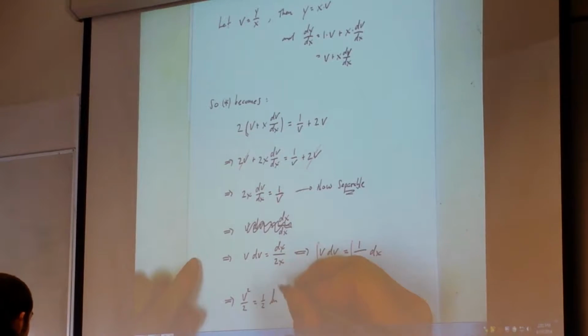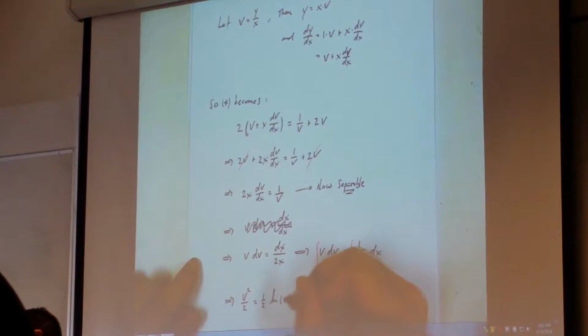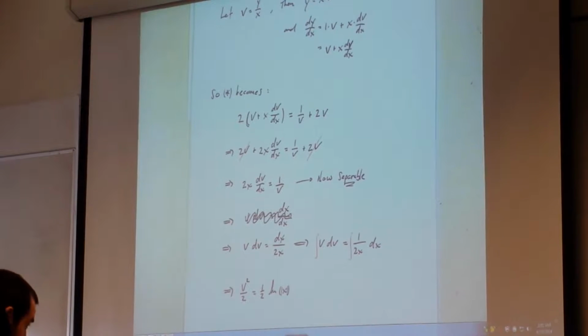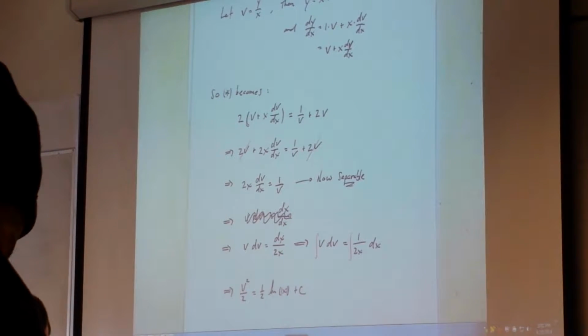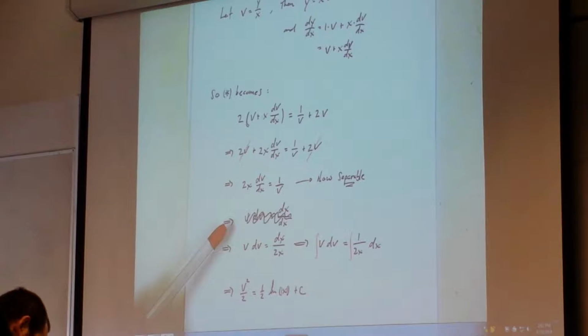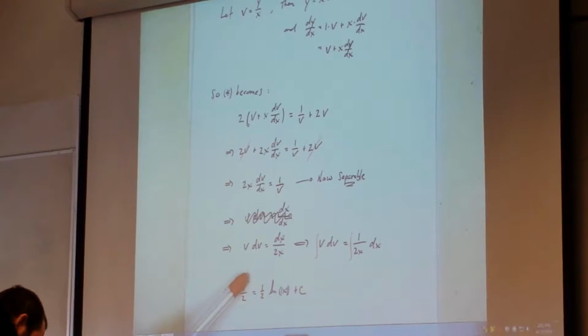1 half natural log x. And I'm not assuming that x is positive or anything here. Plus c. The other thing is I could have left a 2 on the left side with a v. It would have been just v squared equals natural log x. But multiply both sides by 2, it knocks those out anyway.